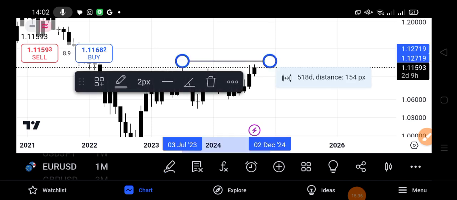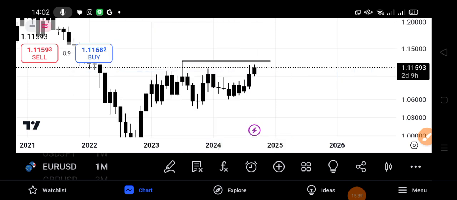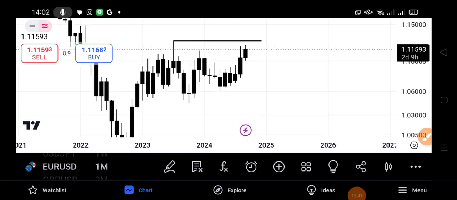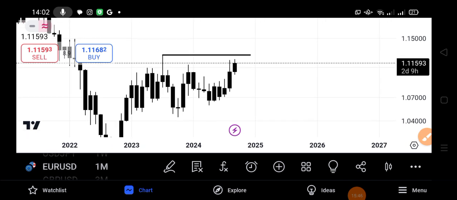I like my lines straight. I'm gonna change this to black. Black is my color, guys. It's my wife's color as well. So I'm gonna change it to black, and that is our target. That line that I just drew there is our target.